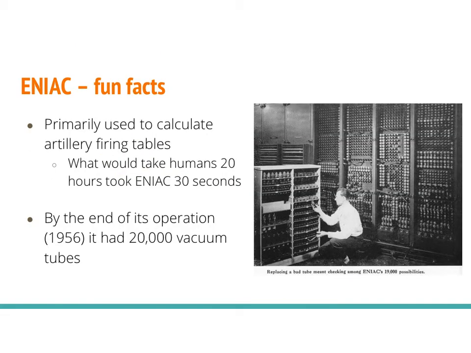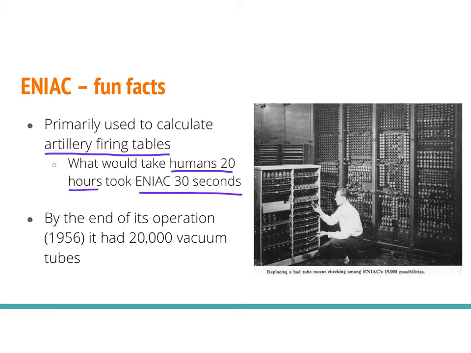Now, to give you some insight and fun facts into the ENIAC, it was primarily used to calculate artillery firing tables. And the reason that this was so life-changing for them to have this computer is that the ENIAC could follow instructions very, very quickly. While computers need to be told what to do, they can do things much more quickly than a human. So the calculations that would typically take humans 20 hours to do only took the ENIAC computer 30 seconds. So they were able to save a significant amount of time by utilizing these computers.